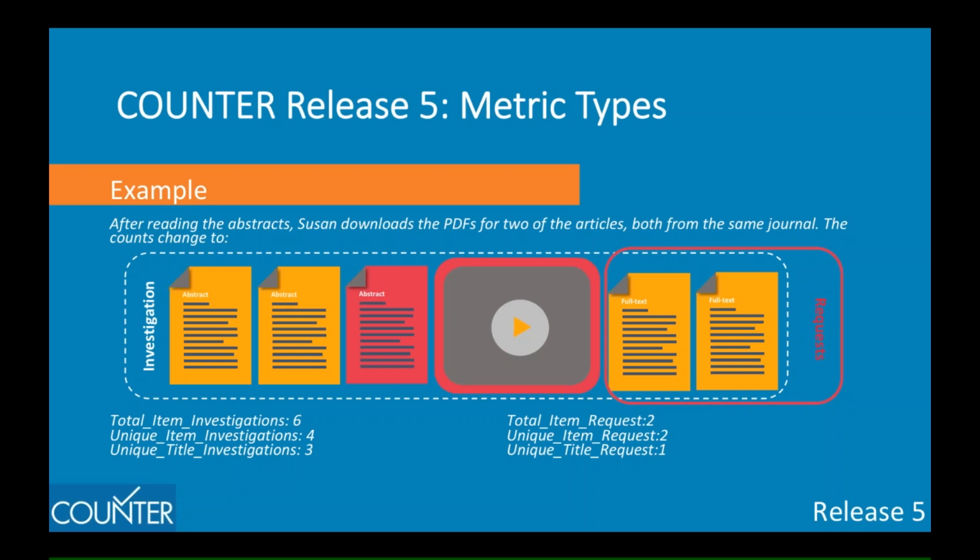If you look at unique title investigations, that will be 3, because 2 of the full text and 2 of the abstracts come from the same title. Basically, if you just count the colors here and the video, that's 3 title investigations. And what about total item requests? Since she downloaded 2 full text articles, total item requests will be 2. Unique item requests will also be 2, because these 2 full text articles have different identifiers, or different content. Unique title requests will be recorded as 1.